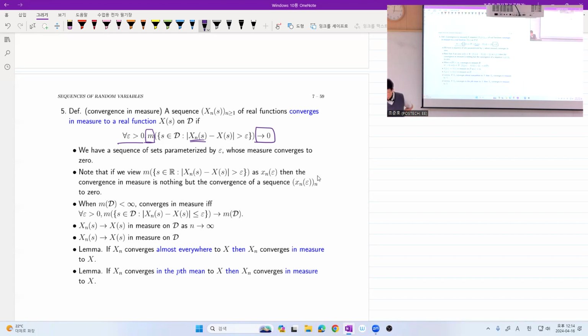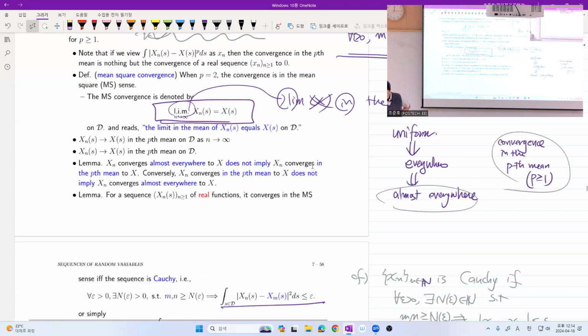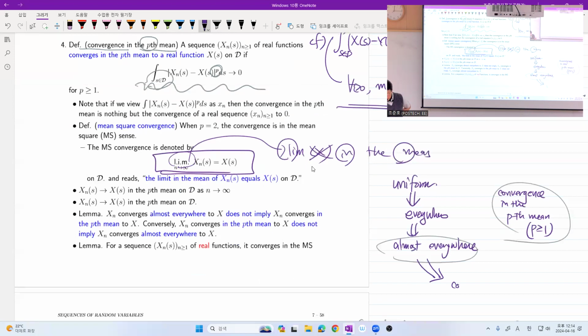And interestingly, we have a good implication. Convergence in measure. And also, this right branch, convergence in the p-th mean, implies this one. So they kind of converge to the same thing. And these 1, 2, 3, 4, and actually infinite, but let's say 5 definitions are very important in mathematical analysis.